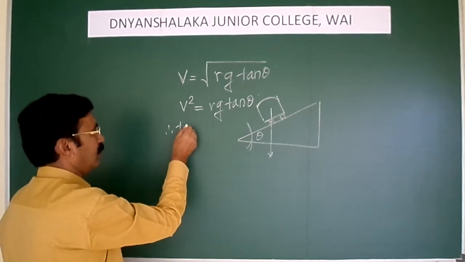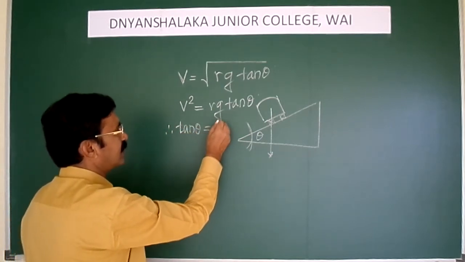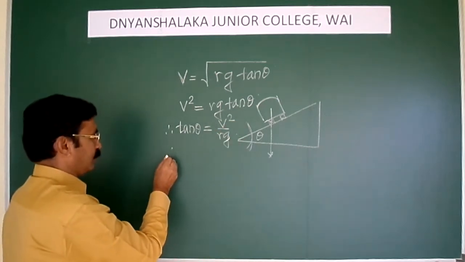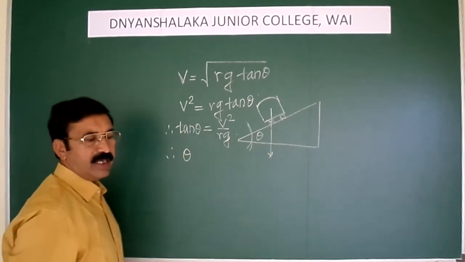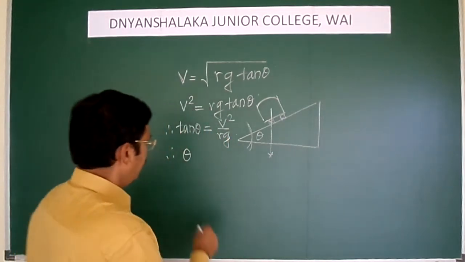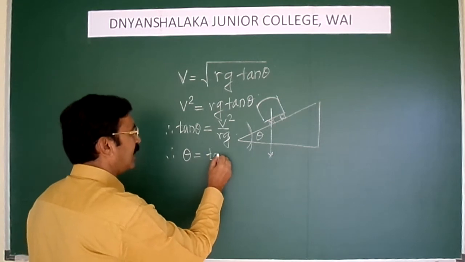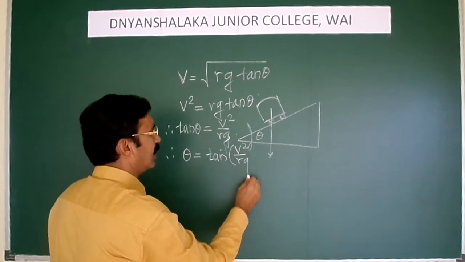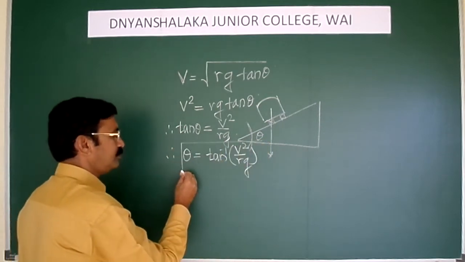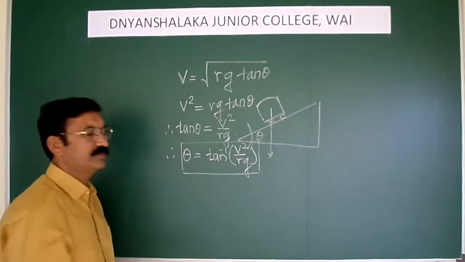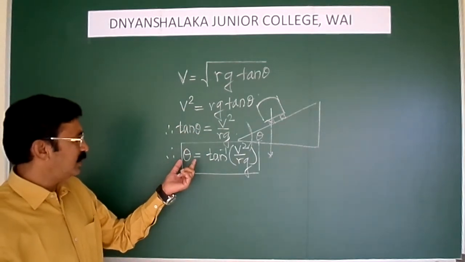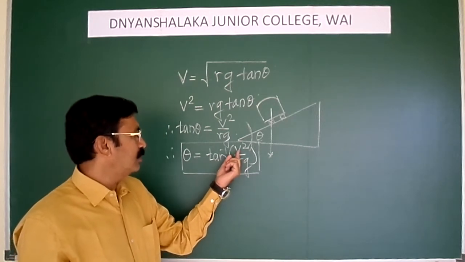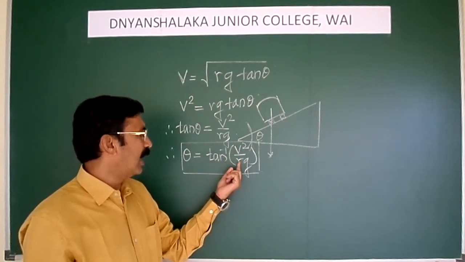Therefore, tan theta is equal to V square upon Rg. Therefore, the required angle of banking theta can be expressed as tan inverse of V square upon Rg. And so here we see that theta depends upon V, R and g.